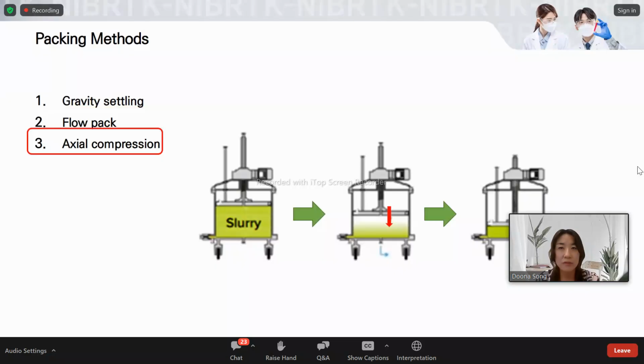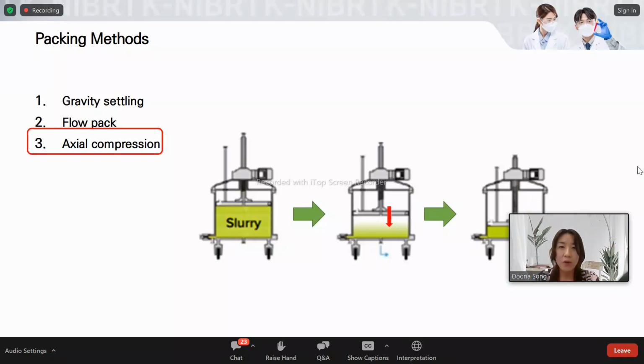Axial compression: similarly, transfer the slurry to the column using a pump or suction. After that, fill the adapter as before, and then start lowering the adapter at a speed faster than simple gravity settling. So finally, lower the adapter to the height of the bed.